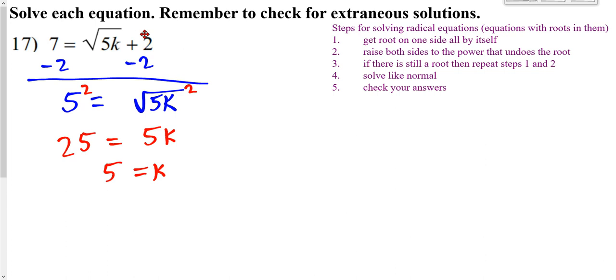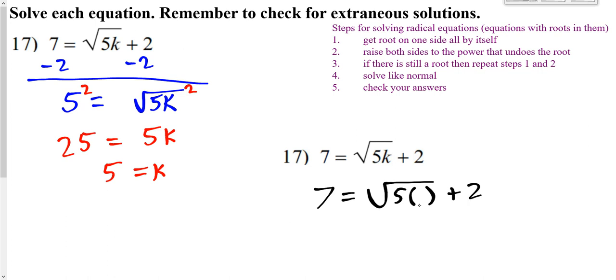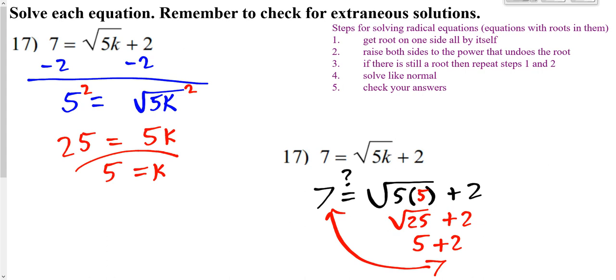But once again, I need to check it in my original problem to see if it works. Now, a lot of times it will, but not always, so remember to check it. And we're wondering if we get the same thing. So when I plug in my red 5 for my k, I would get the square root of 25, still with that plus 2, and the square root of 25 we know is 5, add 2, and we get 7, which matches this here, so that means 5 works.